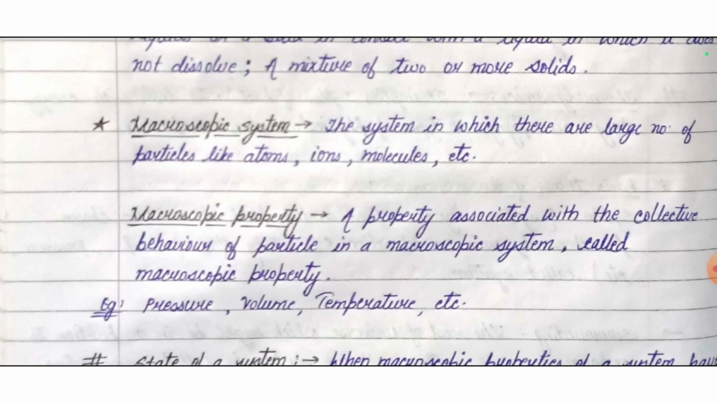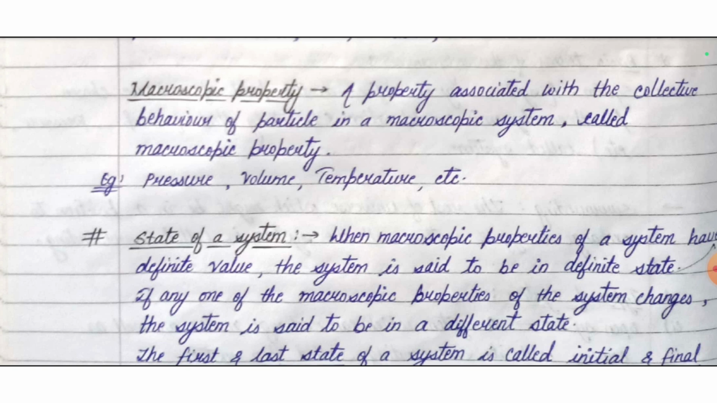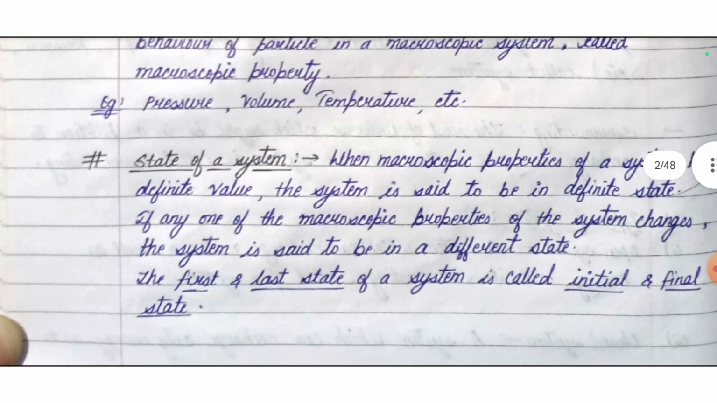Macroscopic system: the system in which there are a large number of particles like atoms, ions, molecules, etc. Macroscopic property: a property associated with the collective behavior of particles in a macroscopic system is called a macroscopic property. Example, pressure, volume, temperature, etc.